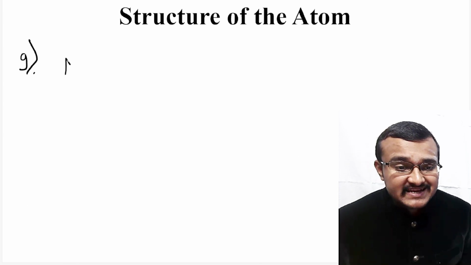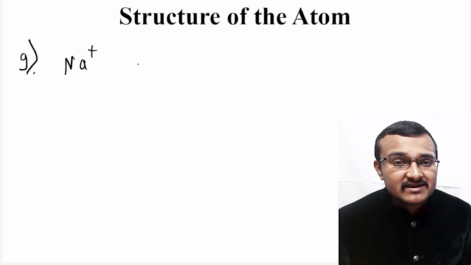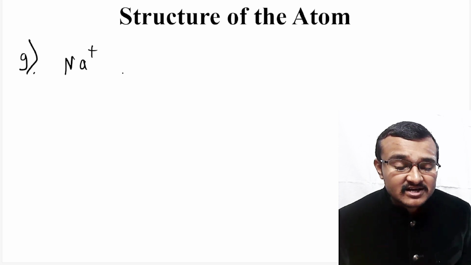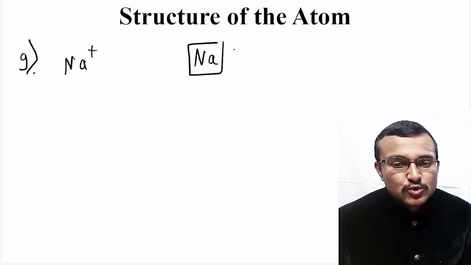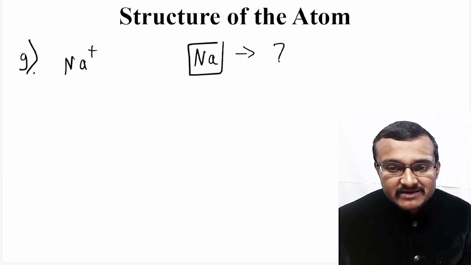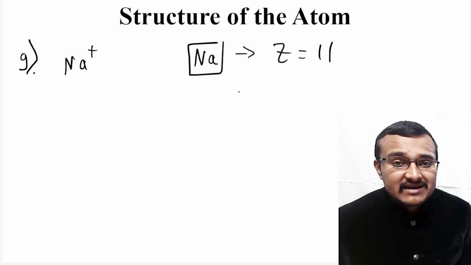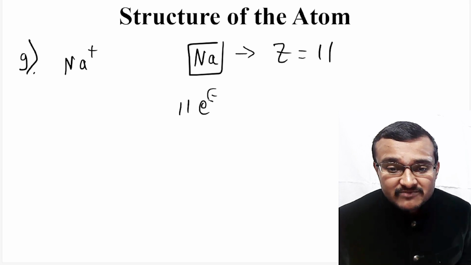Coming to the ninth question, in Na+, you will be having a completely filled K shell and a completely filled L shell. So you have to explain this. Now if you just consider Na, that is sodium, the atomic number of sodium is 11. So that means 11 electrons will be there.